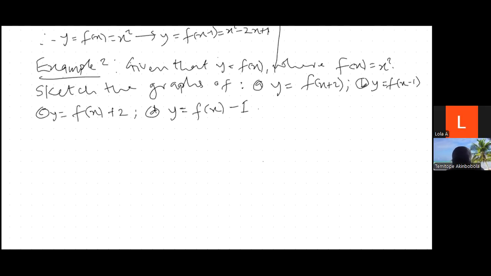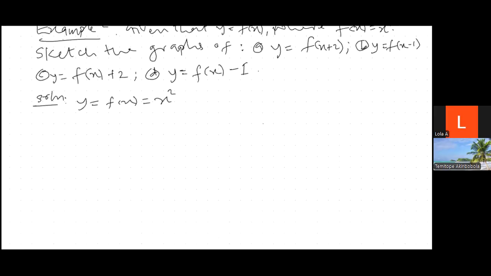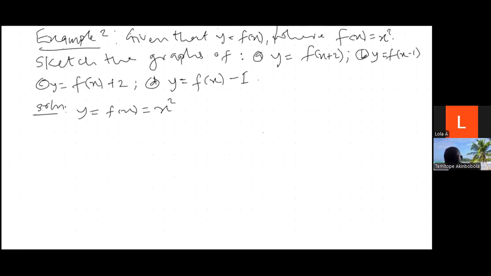Now, in this context, there's no way you want to sketch the transformed graph without, first of all, sketching the original function. So the first thing we're going to do is to sketch the original function itself. y equals f of x, and that equals x squared. So how does the graph of this look like? Now, don't forget the first thing we did last week was to discuss sketching of graphs. The process of sketching a graph is what you are still going to apply here. Now, to sketch a graph, remember the steps. 1, we said you look for the x-intercept. 2, the y-intercept. Then 3, the turning point.